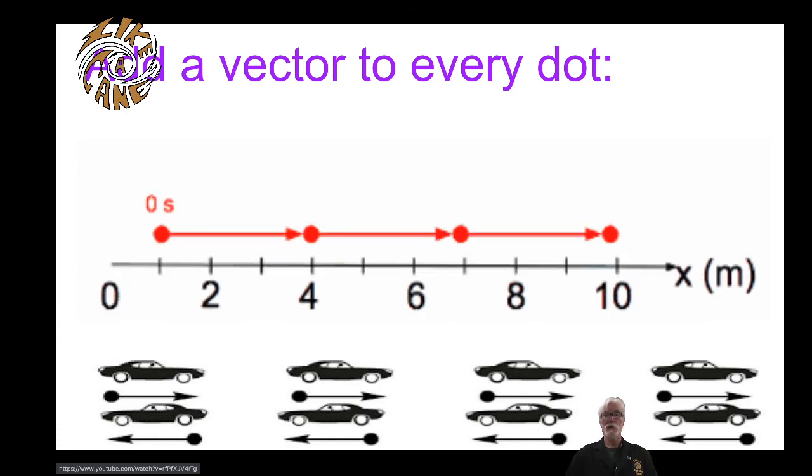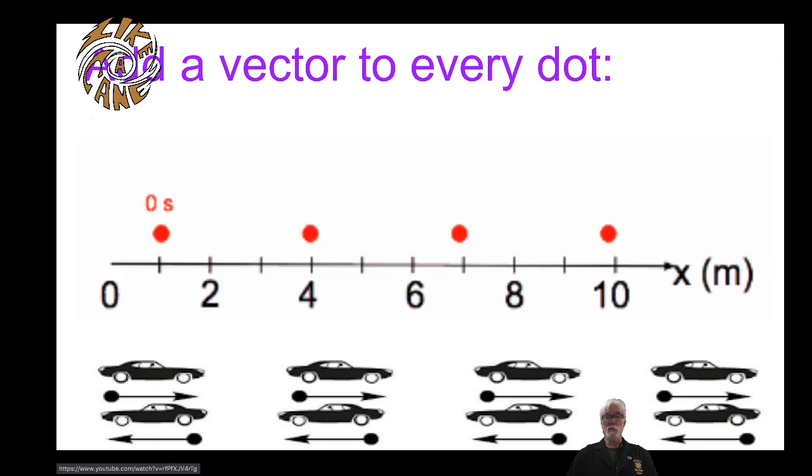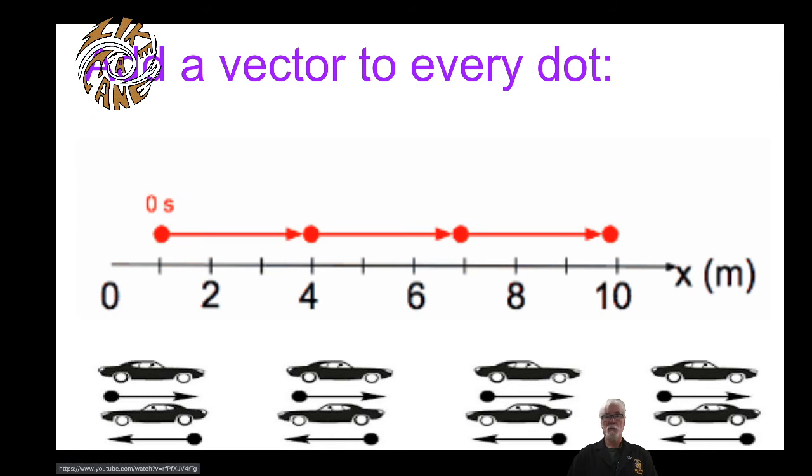A good way to make sure your vectors are a good model is to extend each dot's vector to the next dot. In this example from above, the vectors would be 3 units long, representing a speed of 3 meters per second, and they're pointing forward, representing a positive displacement.